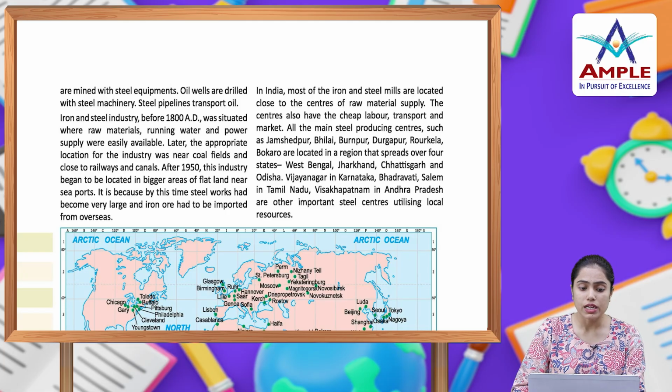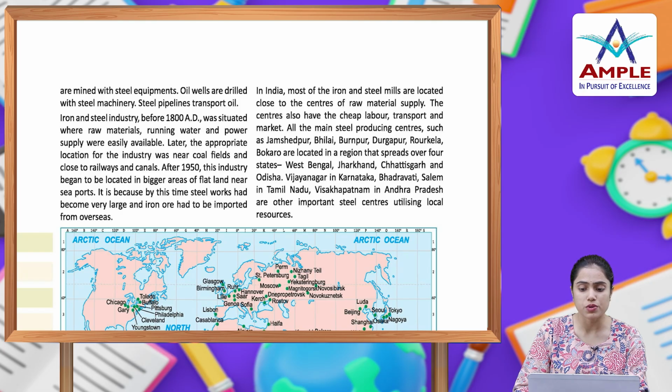Iron and steel industry before 1800 AD was situated where raw materials, running water and power supply were easily available. Later, the appropriate location for the industry was near coal fields and close to railways and canals. After 1950, this industry began to be located in bigger areas of flat land near seaports. It is because by this time, steel works had become very large and iron ore had to be imported from overseas. In India, most of the iron and steel mills are located close to the centers of raw material supply. The centers also have cheap labor, transport and market.